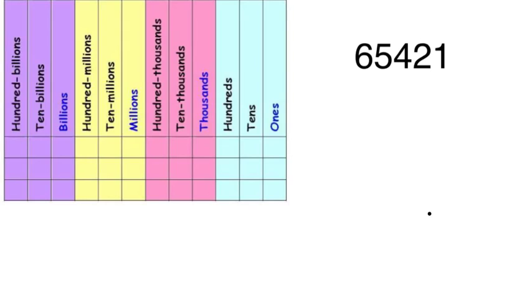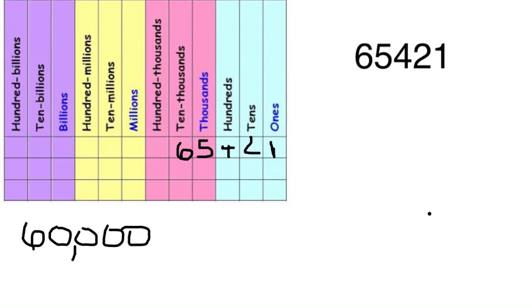Let's look at this number. We have 65,421. If I was to put this number in my place value chart, I could see that the 6 is in the 10,000s place, the 5 is in the thousands, the 4 is in the hundreds, the 2 is in the tens, and the 1 is in the ones place. So when I want to break this apart, I know that that 6 isn't really a 6, it's 60,000. So I would write it as 60,000.